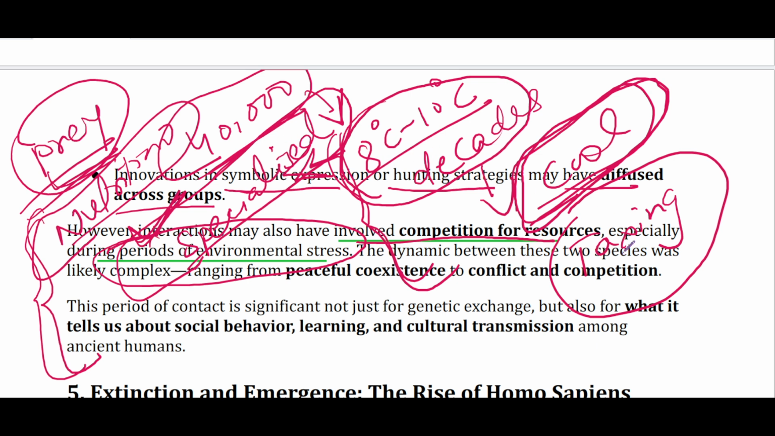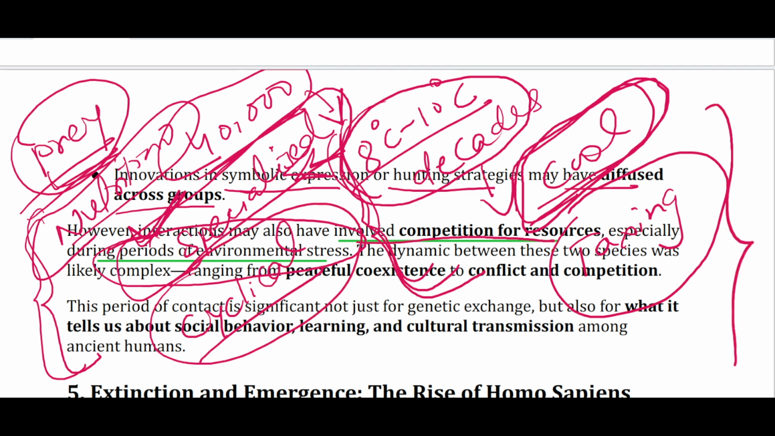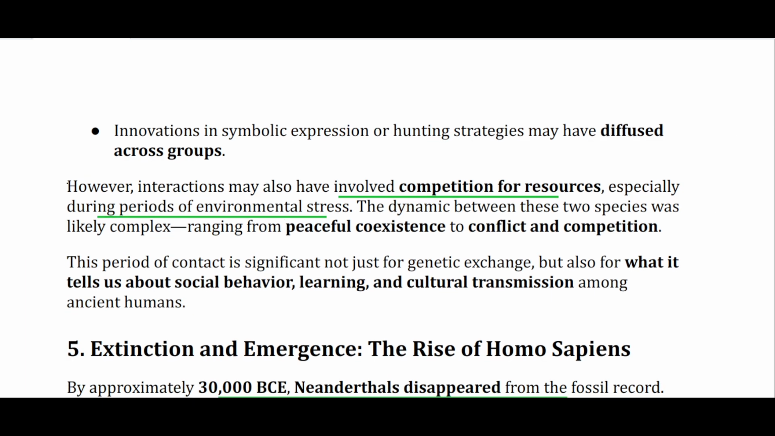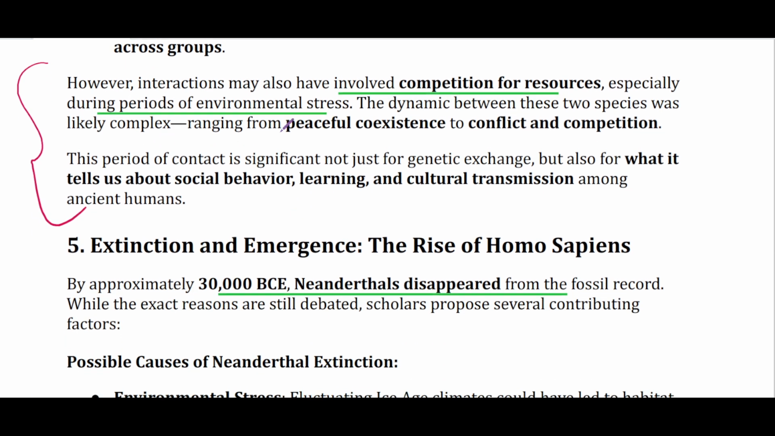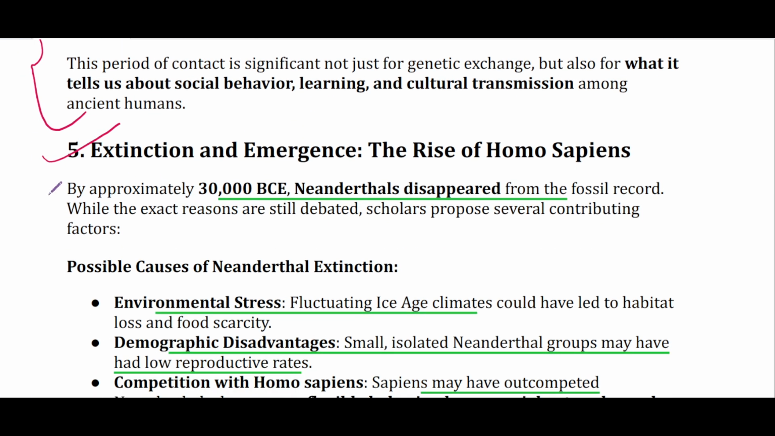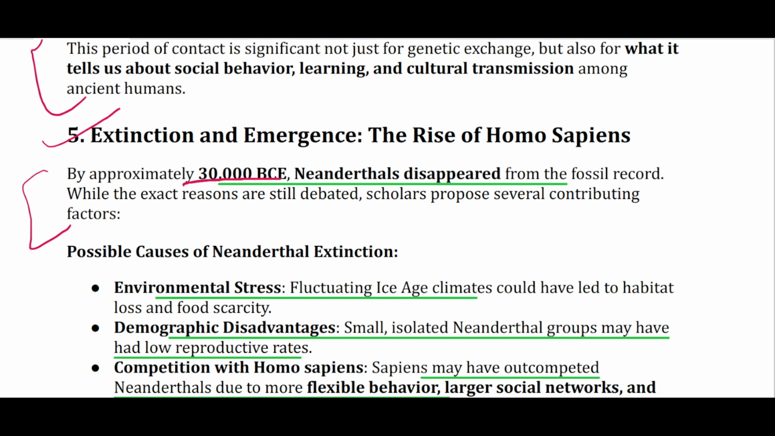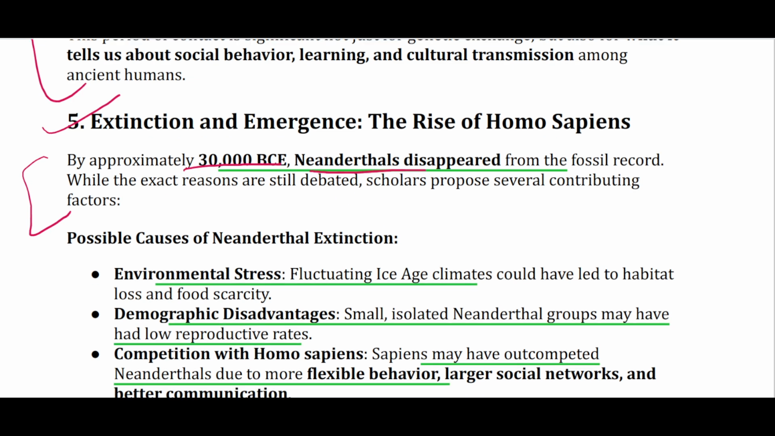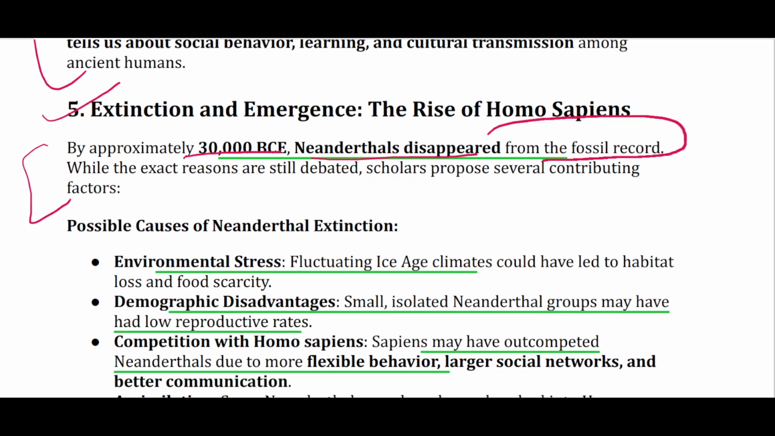So this particular time, the cyclical fluctuation, was known as the Dansgaard-Oeschger event, and because of these, the Neanderthals gradually found themselves cornered, and ultimately they went into extinction, where around 40,000 to 30,000 BC Neanderthals disappeared from the fossil record.